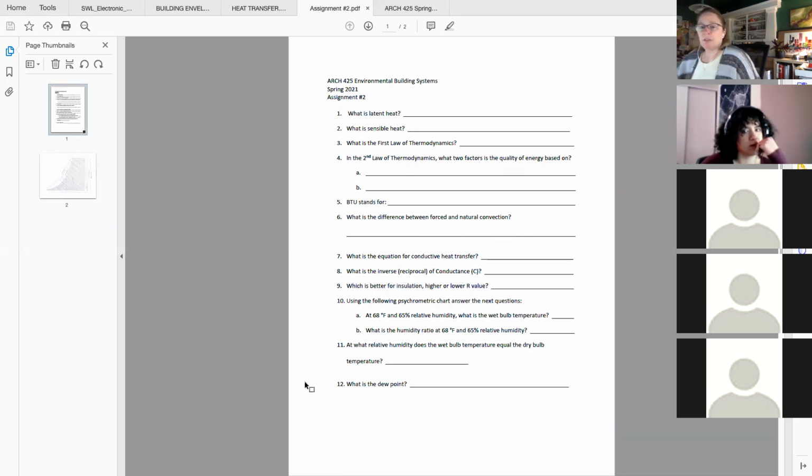Okay, I know there's some questions about the psychrometric chart, which I'll go to next, but does anyone have any other questions before we jump on that? Not yet? Okay.